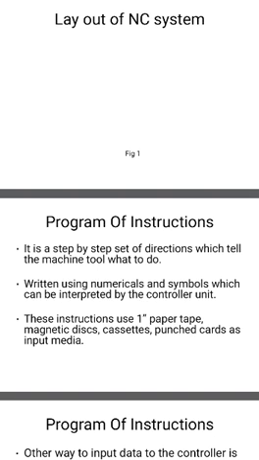What that does, it is a step by step direction which tells the machine tool what to do. So this program of instruction will tell first what step to do, next what step to do, like that it gives instruction to the machine. It is written using numbers, letters and symbols which can be interpreted by the control unit. So we'll write the program using these symbols and numbers.